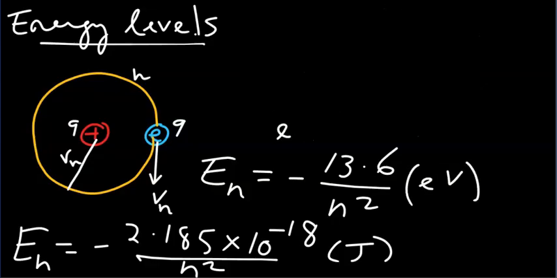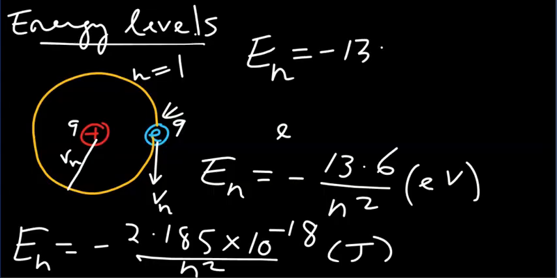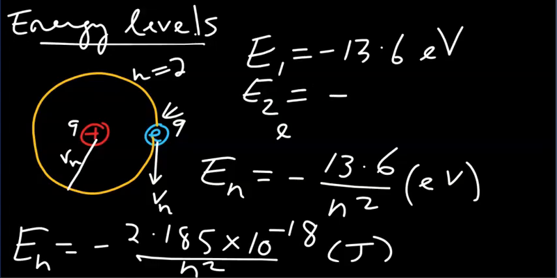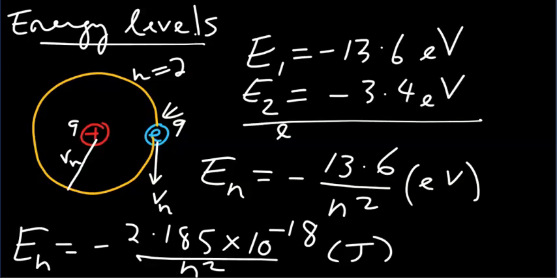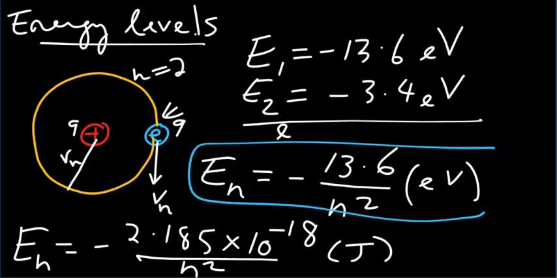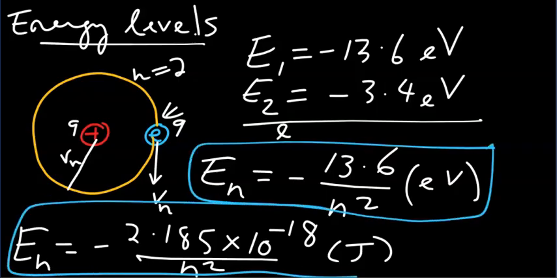So for example, if this particular electron is in the n equals 1 orbit, then its energy is quite simply minus 13.6 electron volt. If this electron is in the n equals 2 orbit, then its energy there is minus 3.4 electron volt, and so on and so forth. So these two expressions represent energy levels of the hydrogen atom, predicted by the Bohr model.